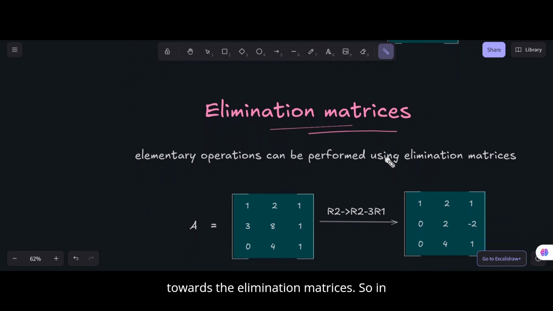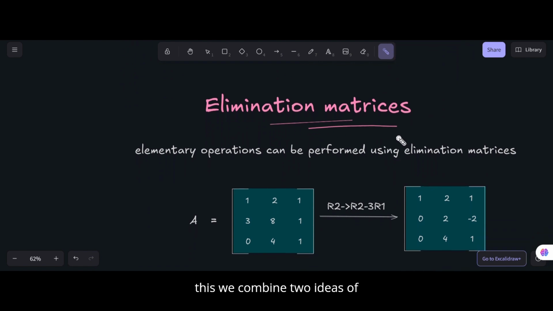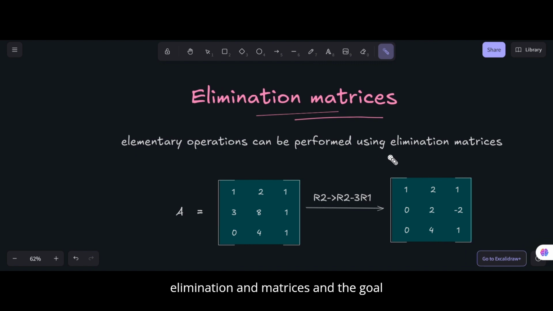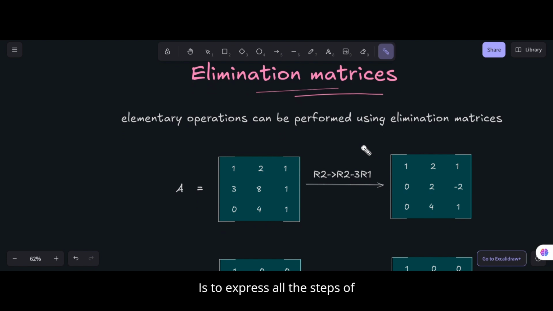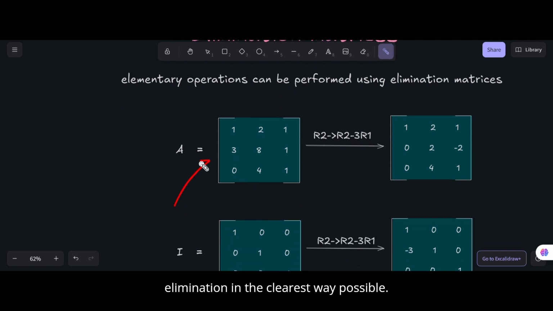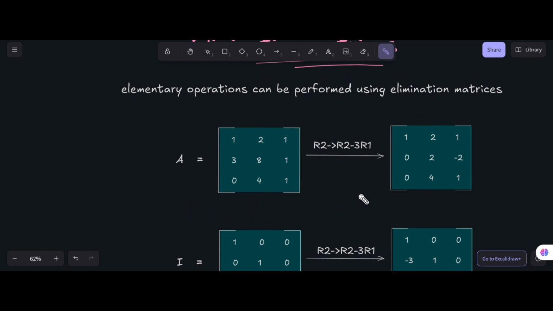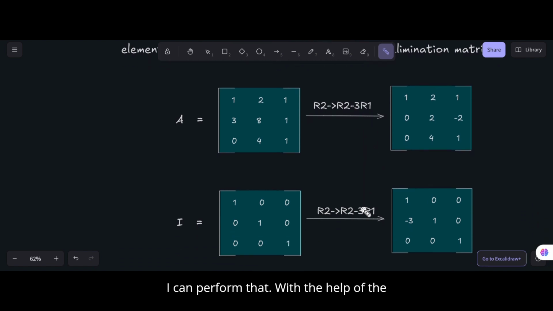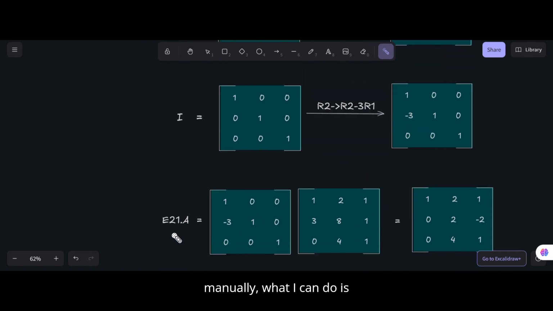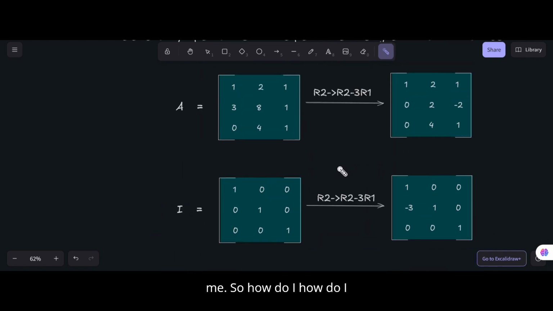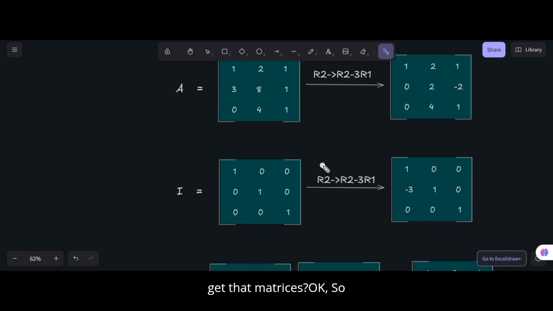So now we move towards the elimination matrices. In this we combine two ideas, elimination and matrices, and the goal is to express all the steps of elimination in the clearest way possible. The goal here is that the elementary operations I can perform with the help of multiplication of a matrix with the original matrix as well. So instead of doing the elementary row operation manually, I can multiply it with some matrix to perform that operation for me. So how do I get that matrix?